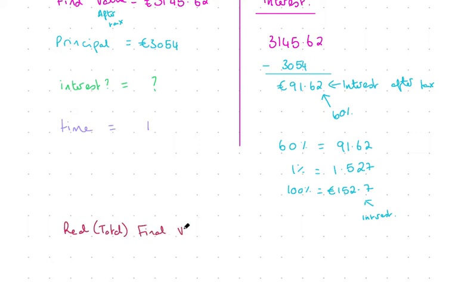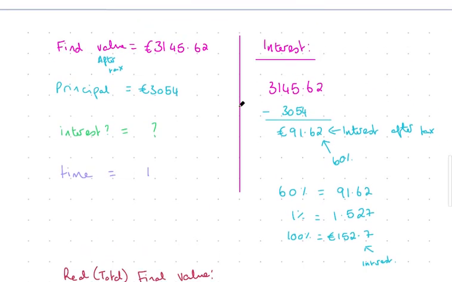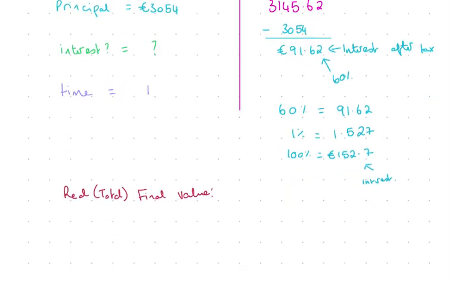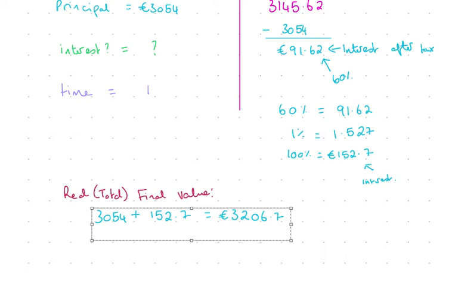So the real final value, or the total final value, is going to be what I put in, so my 3,054, plus the interest earned before tax. So I'm going to add those two together to give me what was my actual final value, and I get 3206.7.